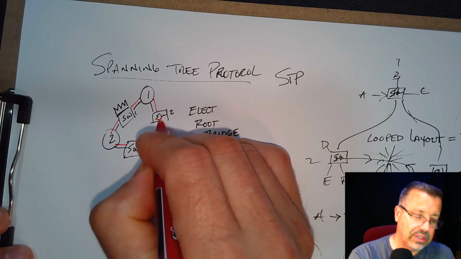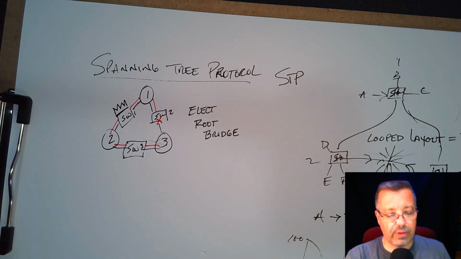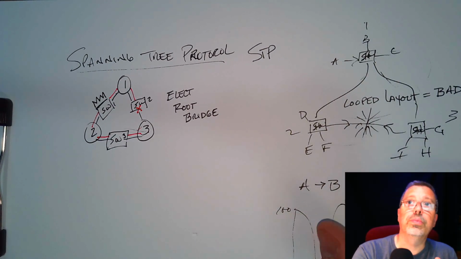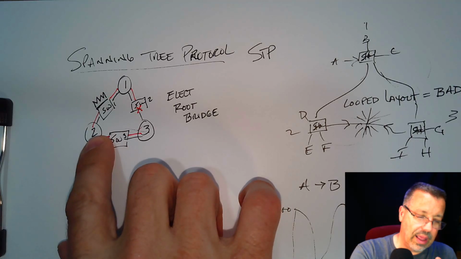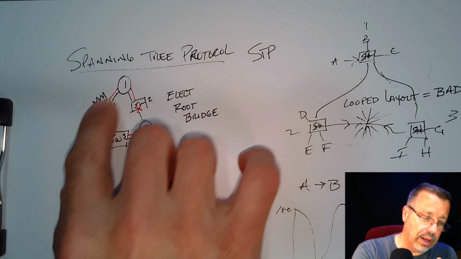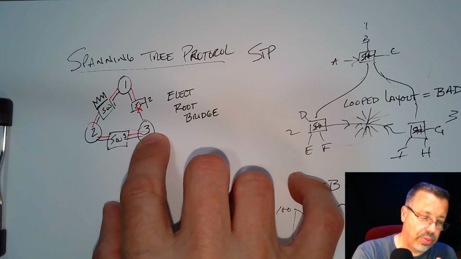So if this switch kills that port dynamically, so in software it will just disable that port, now there is no way for us to have this horrific looped layout, because if A sends to B, just like we had before, it'll go out and it will get to LAN 1, 2, and 3.